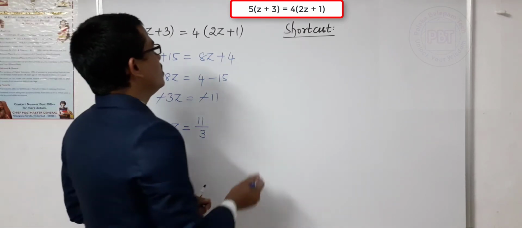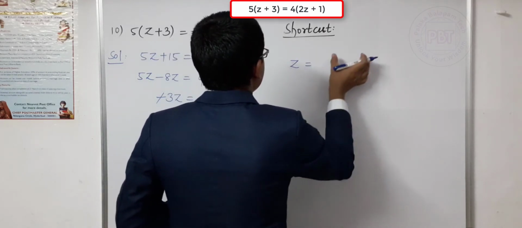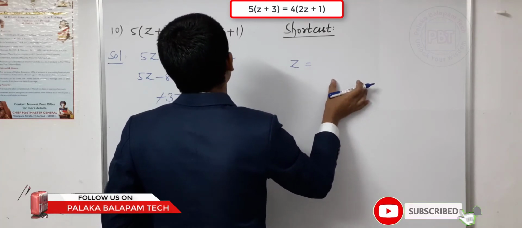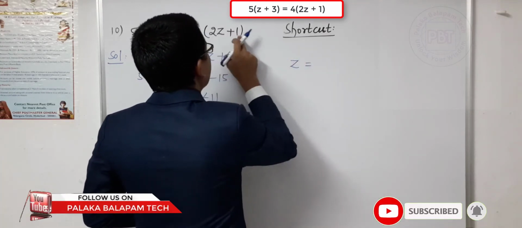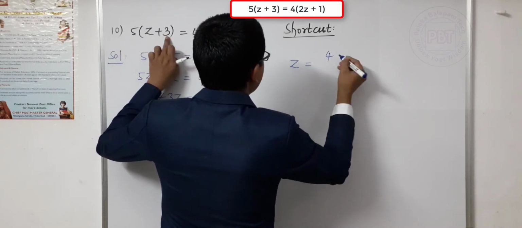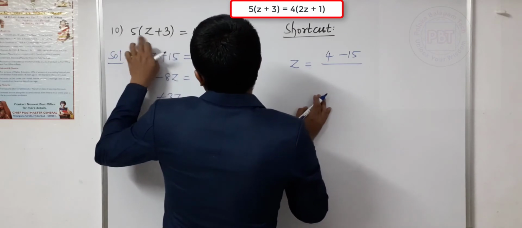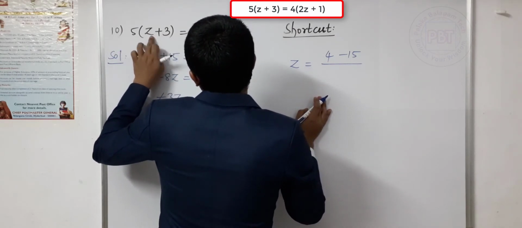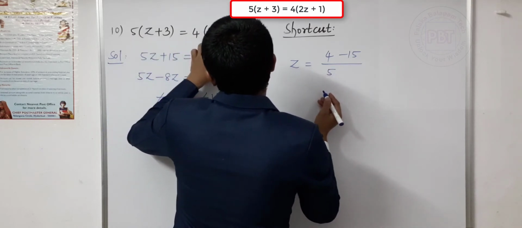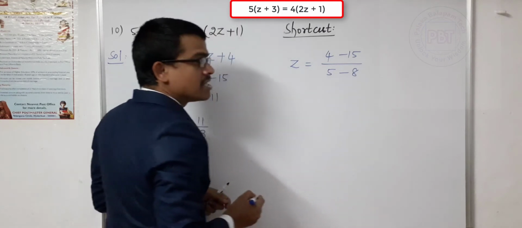Now see the shortcut method. The variable involved is z here. Z equals, in the numerator we should write the constants, and in the denominator the quotients of the variable. Here 4 into 1 is 4, and 5 threes are 15, plus 15 becomes minus 15, by, if you observe here, the quotient of z in 5z is plus 5, and here 4 twos are 8z, and 8z becomes minus 8 in the transposition.